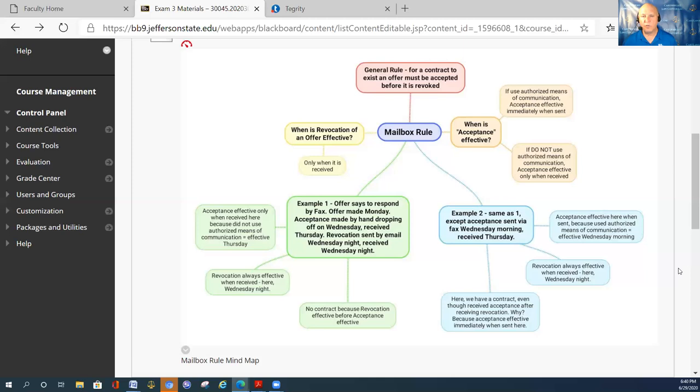You've got two rules, the revocation rule and the acceptance rule. The revocation rule is easy peasy, super easy. When is a revocation of an offer effective? Only when it is received.